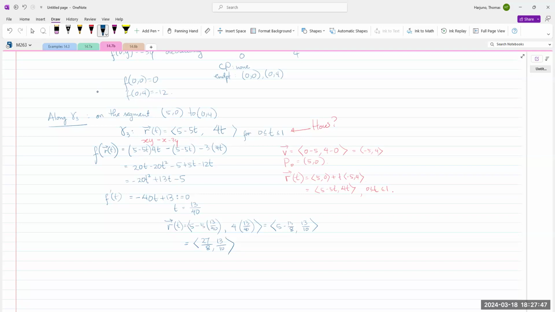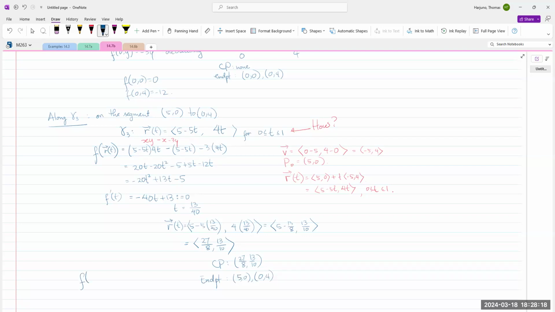Okay, now that's the critical points, right? So what happened is the critical points are 27 over 8, 13 over 10, and then the endpoints are 0, 0, which we already know the value, and 0, 4. I'm sorry, the endpoints are 5, 0 and 0, 4. Both we know the values already.